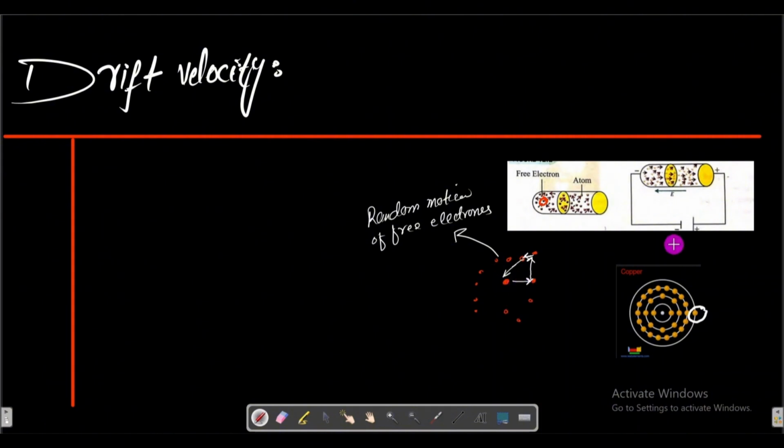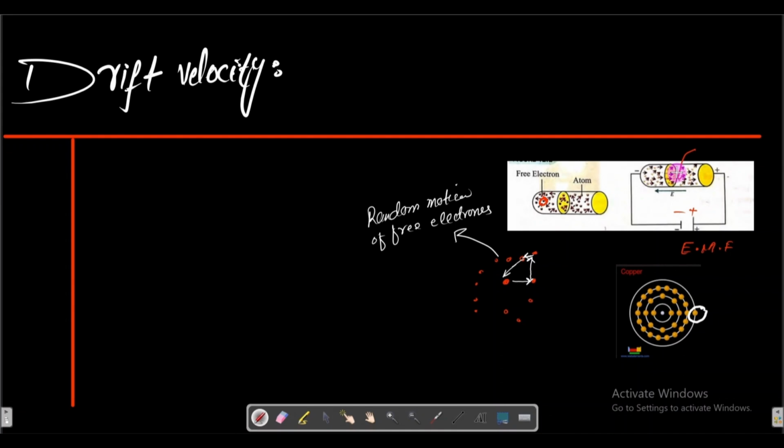Now when we provide an external source as a battery, the battery has a positive charge on one side and a negative charge on the other side. Here the electromotive force will develop the potential difference. So this is the positive, this is the negative, and there is some potential difference. The electromotive force is responsible for creating the potential difference, and due to that potential difference the electric field is developed inside this metallic strip.